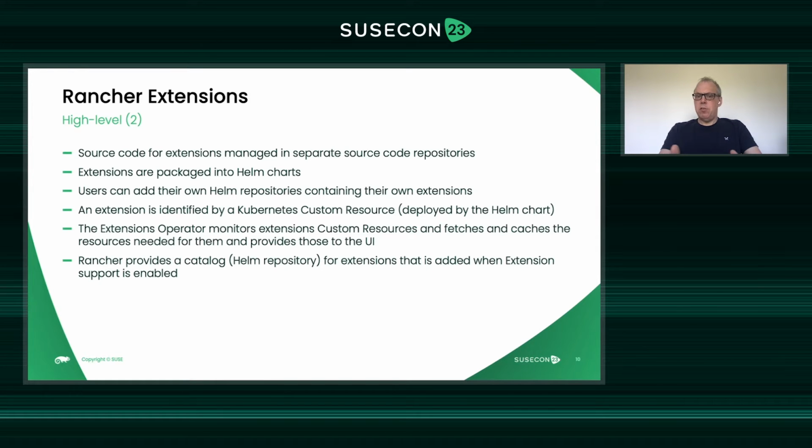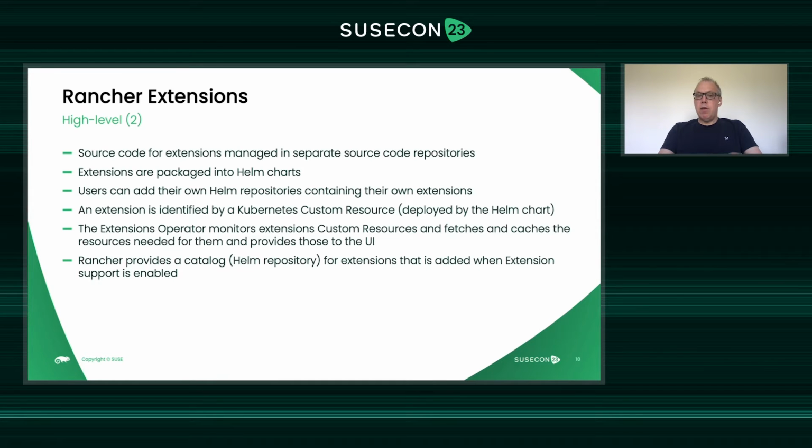You can obviously package those into Helm repositories containing extensions, and those are then managed using the same repository mechanism we have for Helm charts and apps within the Rancher UI, within the apps and marketplace feature, if you're familiar with that. An extension has a new Kubernetes custom resource, which is deployed by the Helm chart, and then this extensions operator that I mentioned will sit there and monitor, looking for these new resources. It will fetch the resources associated with that, cache them and then serve them up to the UI. So that's just some of the background implementation.